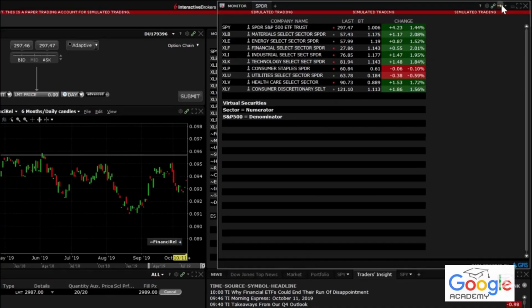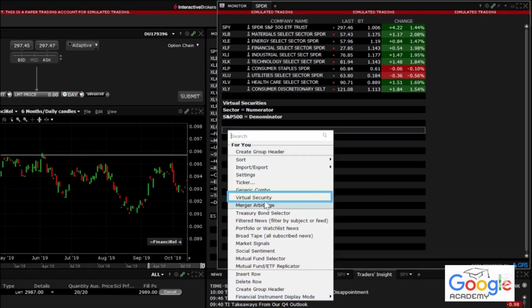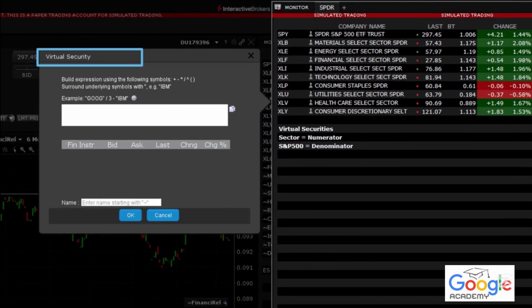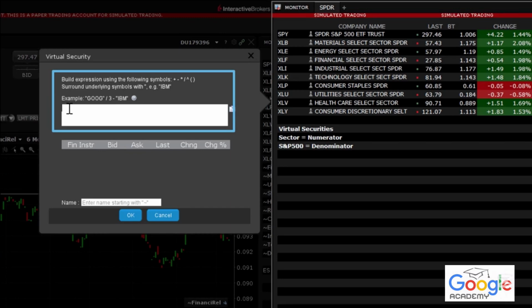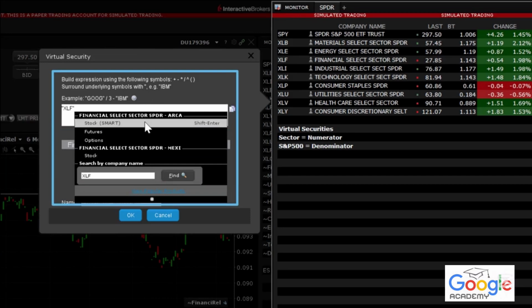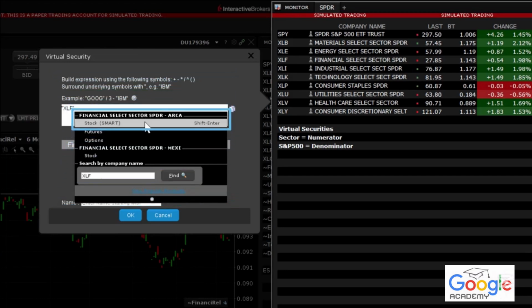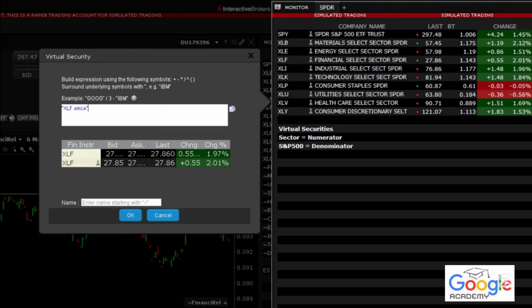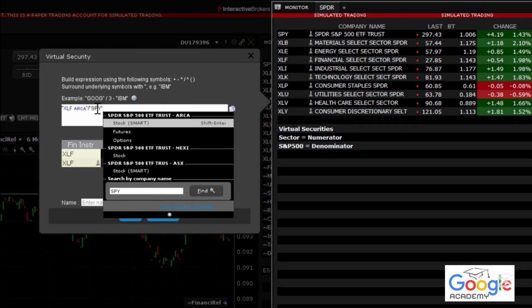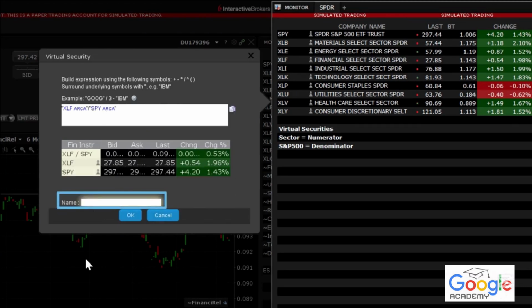To monitor relative performance, users may create virtual securities in TWS. Right-click in a blank row and select Virtual Security. This opens a new dialog box in which we can create an expression, name it, and then monitor the relationship using a chart. Note that you cannot trade a virtual security. Surround the sector ticker symbol with speech marks. This will prompt the contract selector. Select the desired symbol and hit Enter. Use the / key to divide and then enter SPY surrounded by speech marks. Finally, name your expression, but remember to prefix that label with the cedilla key.